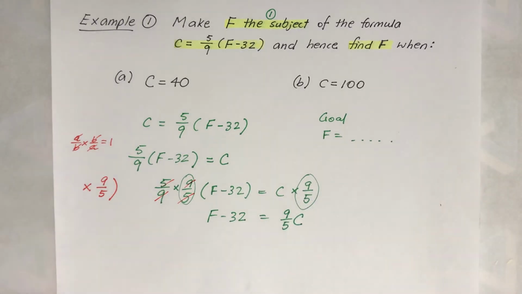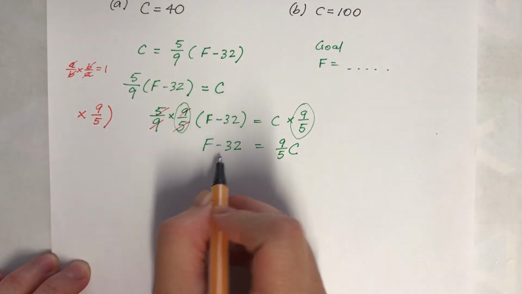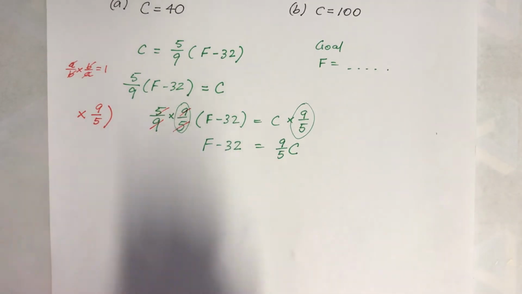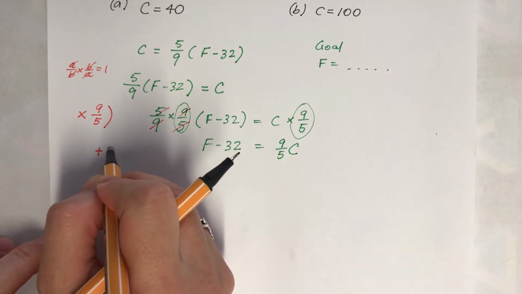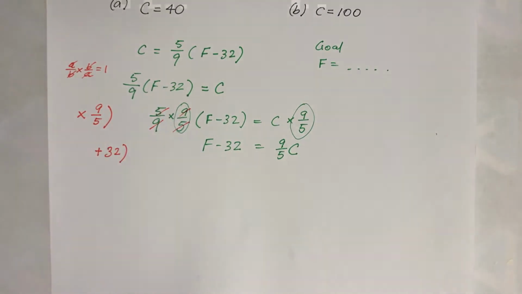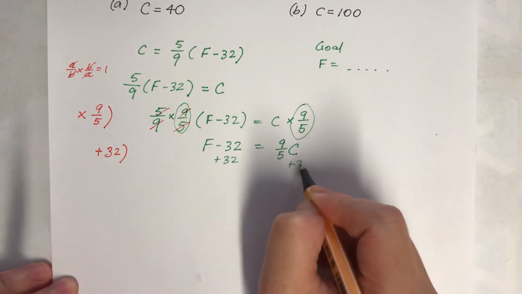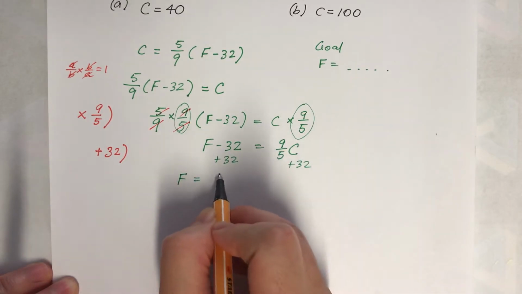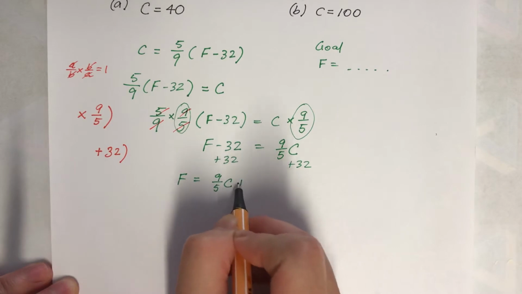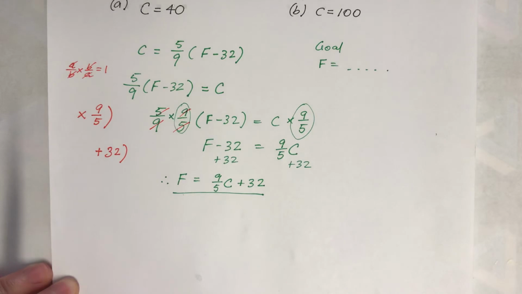I'll just put the number in the front. Okay, that's not too bad. And then what else do I do? I have to get rid of minus 32 by doing the opposite operation, which is plus 32, to both sides. So what I've got is F on my left hand side, and 9 over 5 C plus 32 on the right. There you go, that's my formula to make F the subject.